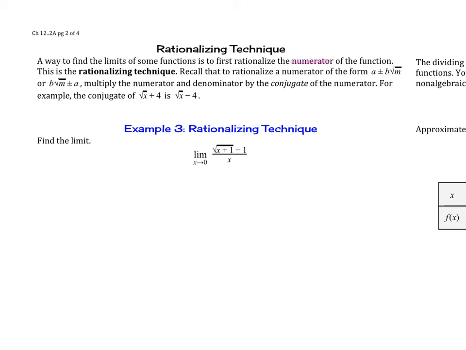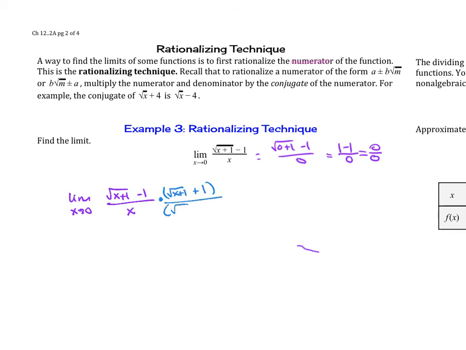So example 3, we're going to find the limit as x approaches 0 of square root of x plus 1 minus 1 over x. So if we plugged in 0, we would get square root of 0 plus 1 minus 1 over 0. This is 1 minus 1 over 0, or 0 over 0. So in order to approach this problem, we're going to multiply by the conjugate of the numerator. So that conjugate is square root of x plus 1 plus 1 over the square root of x plus 1 plus 1.